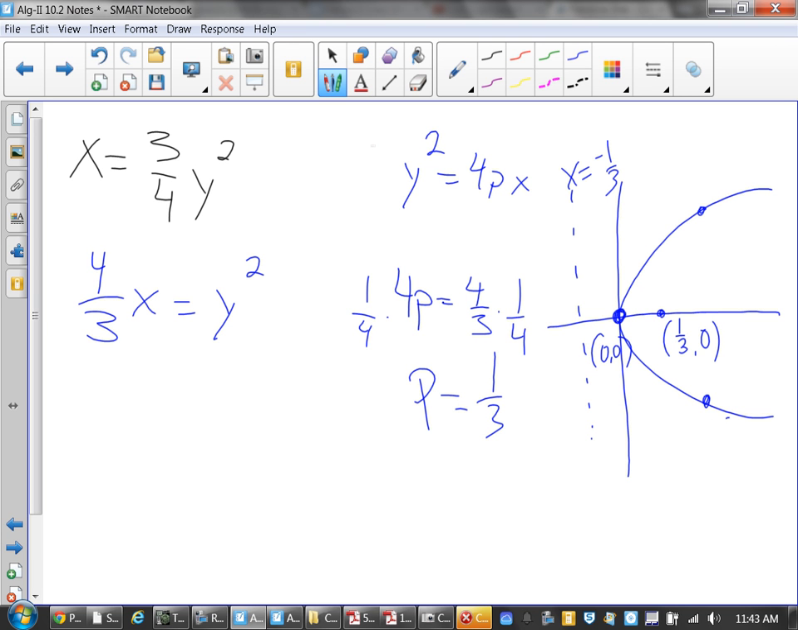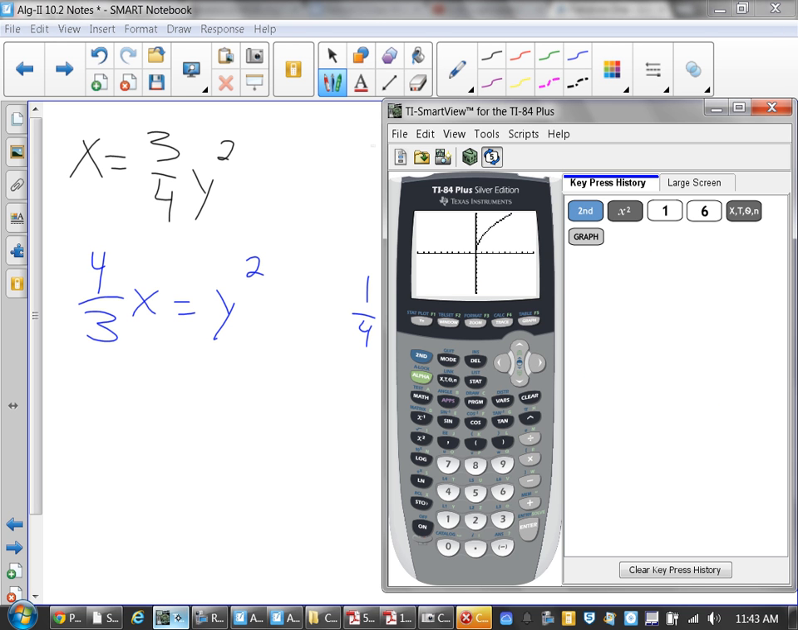Oh, I'm sorry, I looked at the wrong one. If it's 1, you get 4/3, but that's through y squared. So here's what I would do. Go to your calculator. Use your table function, guys.